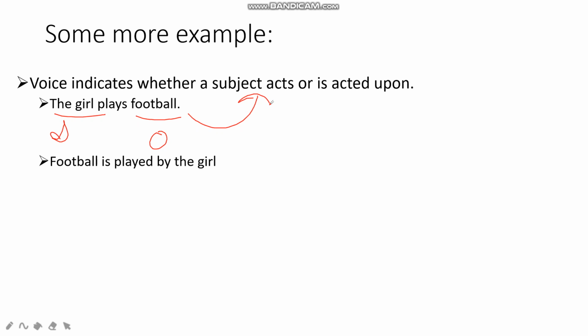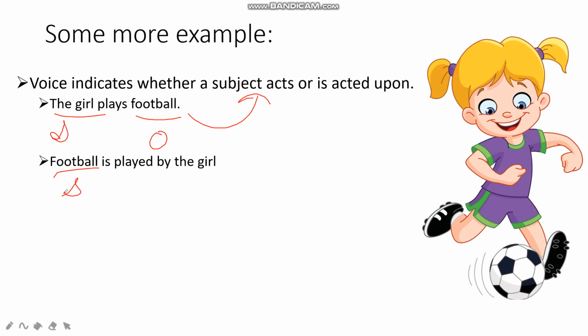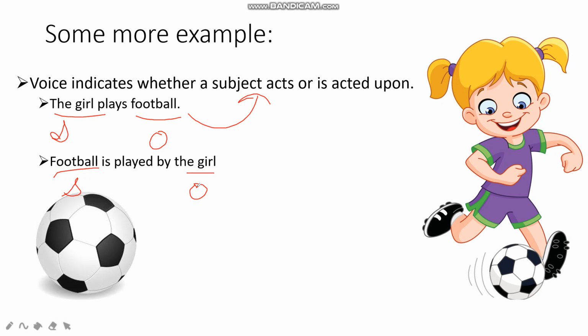The next one. Football is played by the girl. Here the football is the subject, the girl is the object. Now here, is football doing the action? No, it's the girl again doing the action. But this is acted upon. In the first sentence the emphasis is on the girl playing, and in the next sentence, the emphasis is on football.